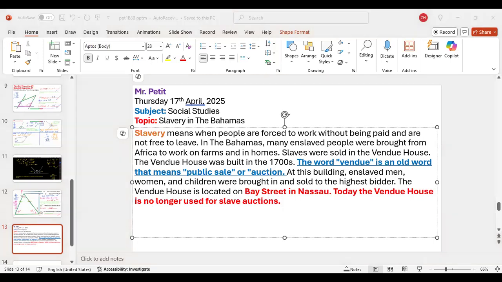It is now home to the Pompey Museum of Slavery and Emancipation.